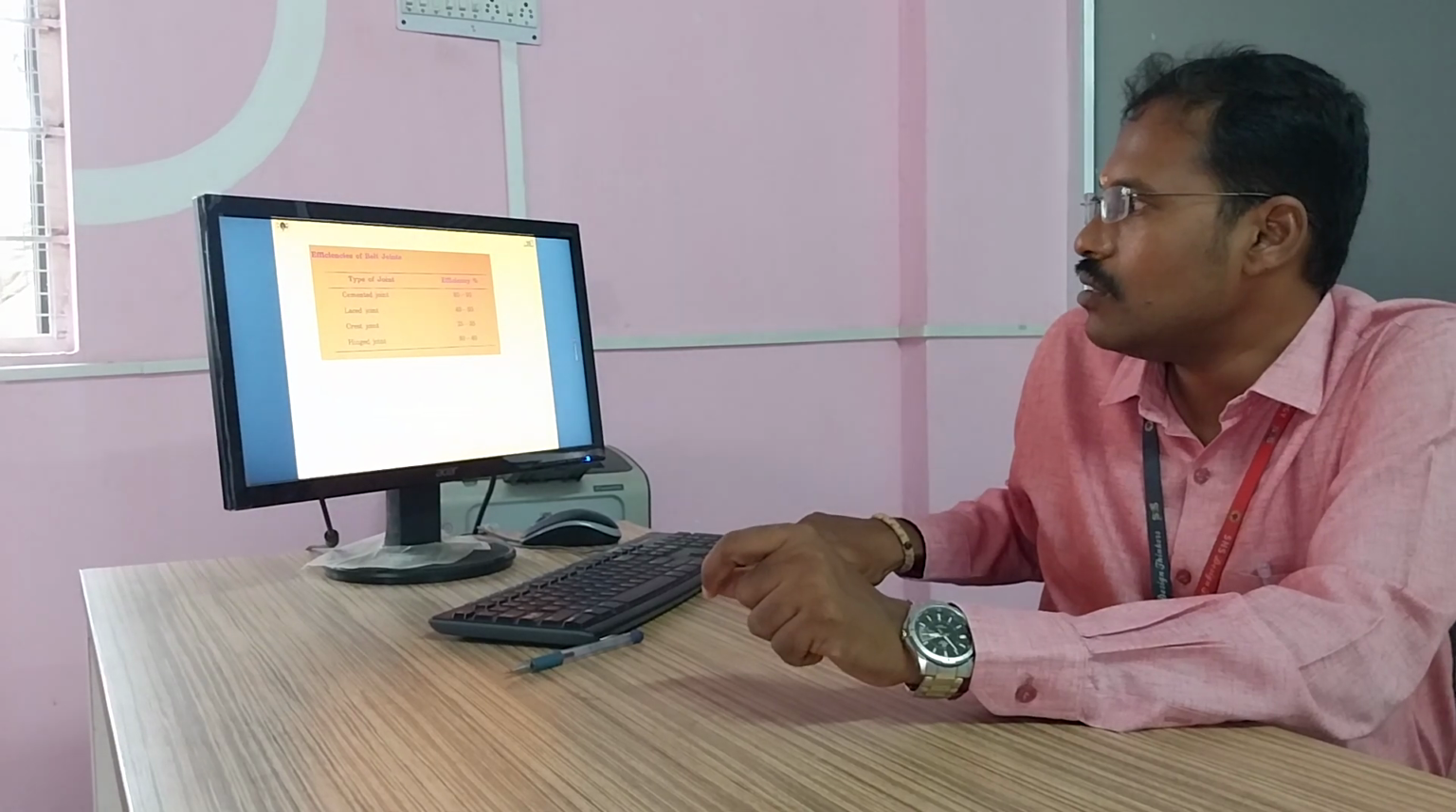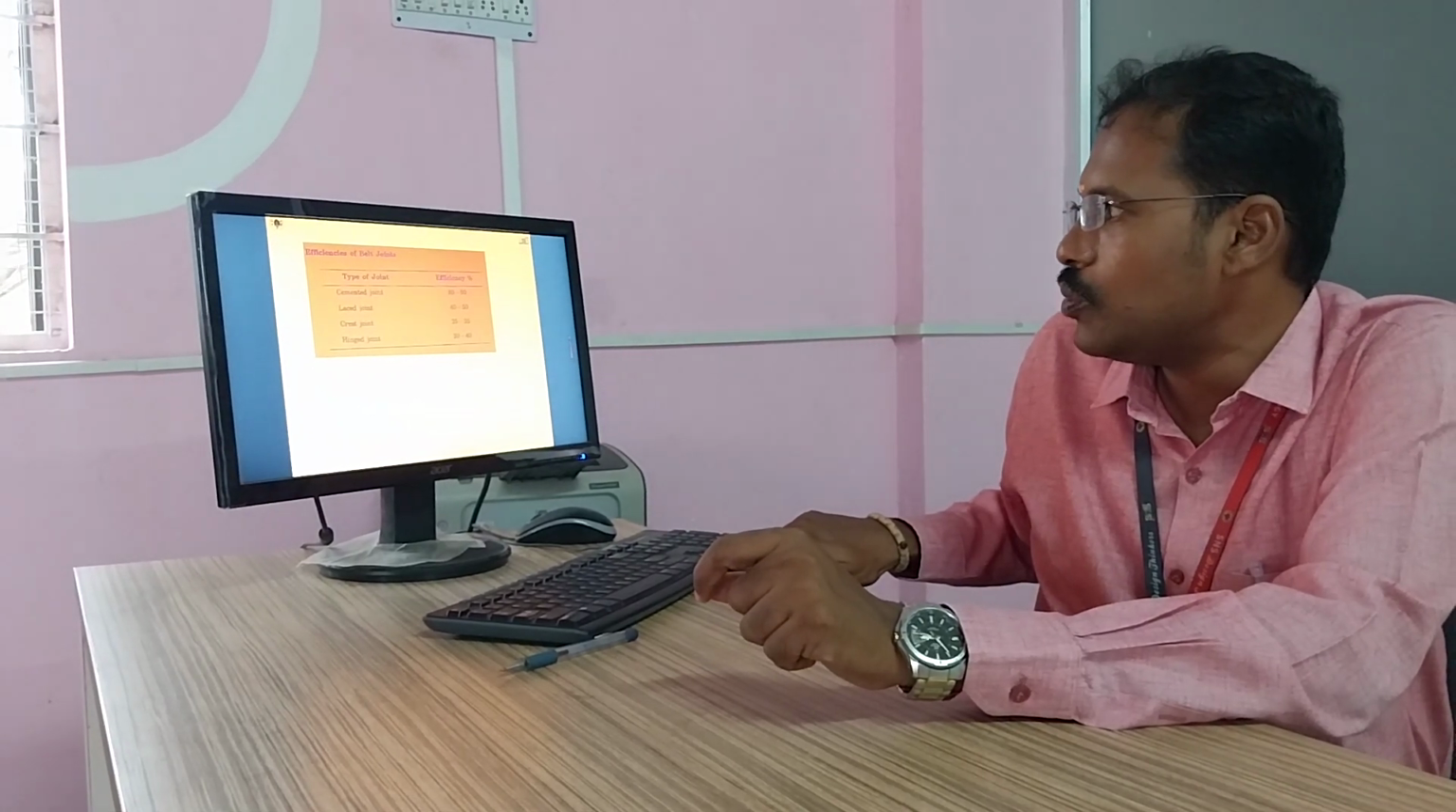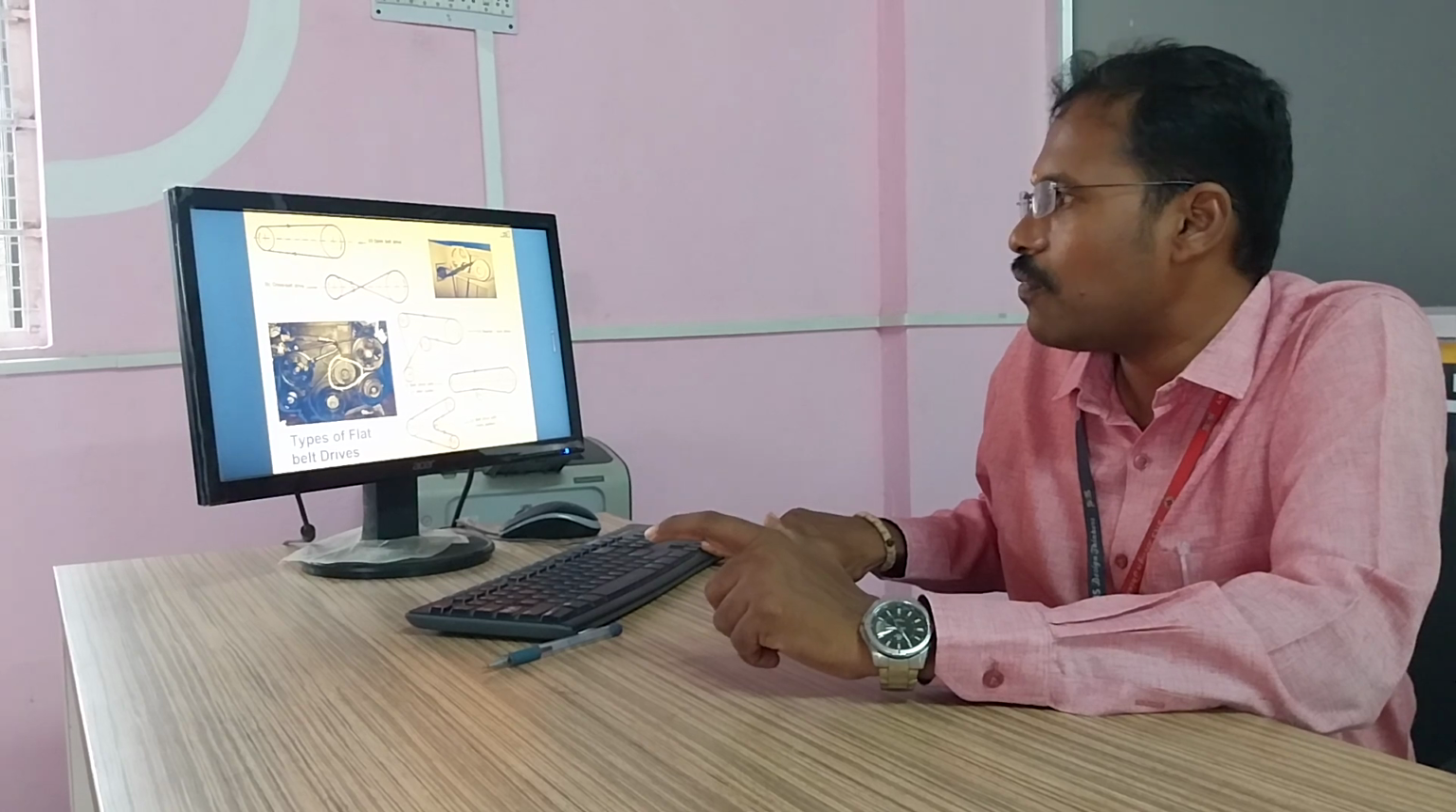What is the efficiency of belt joints? Cemented joints 80 to 90, laced joint 40 to 50, press joint 25 to 35, hinge joint 30 to 40. These are all the live examples of different belt drive systems.